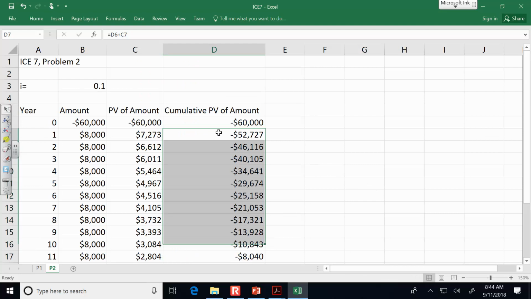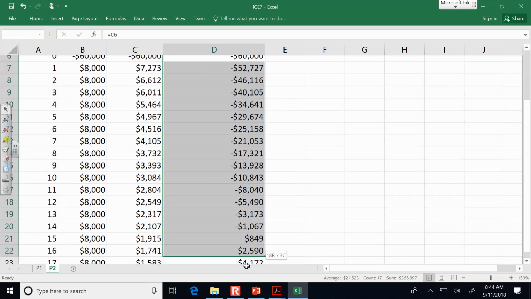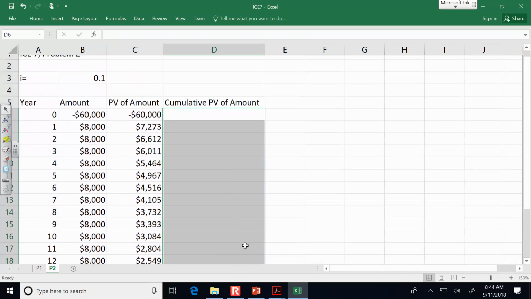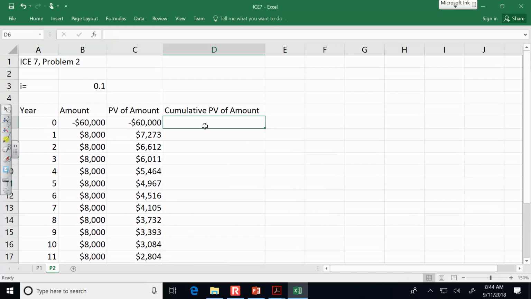Okay, so I'm going to delete this and show you one more time what we do for this cumulative present value of amount column. For year 0, there's nothing else that's happened yet. So the only thing that's happened was an outflow of $60,000. But the year after that, we have the previous cumulative amount, so it's the cell above, plus the PV of amount for this year. So that's the present value of the $8,000.